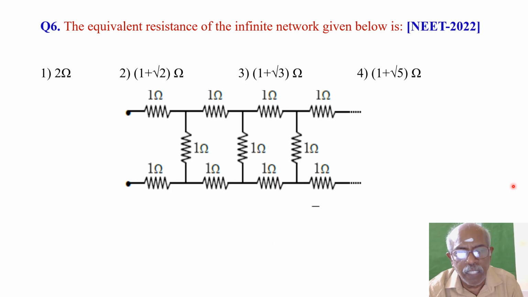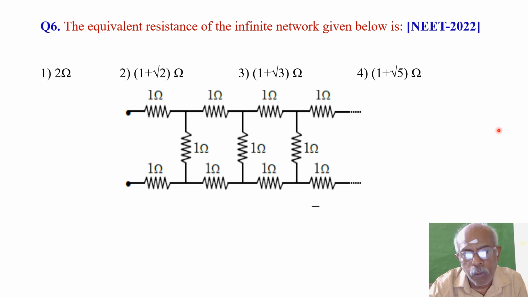See, this is an infinite network consisting of a number of 1 ohm resistors. 1, 2, 3. Once again 1, 2, 3. Once again 1, 2, 3. So even before this first section, you have a number of such sections on the left-hand side. Even after this last section, there are a number of sections like this beyond it also. So, how do we find the equivalent resistance of this network?